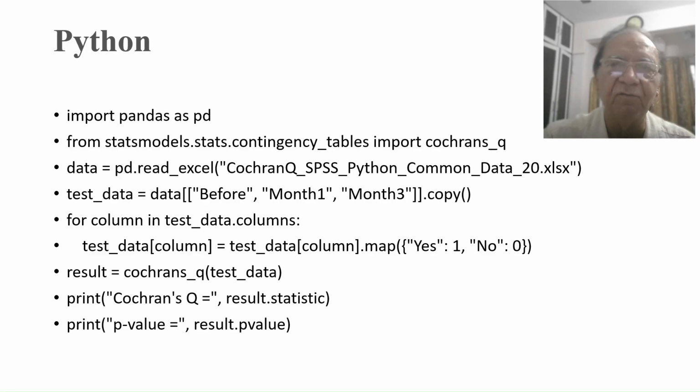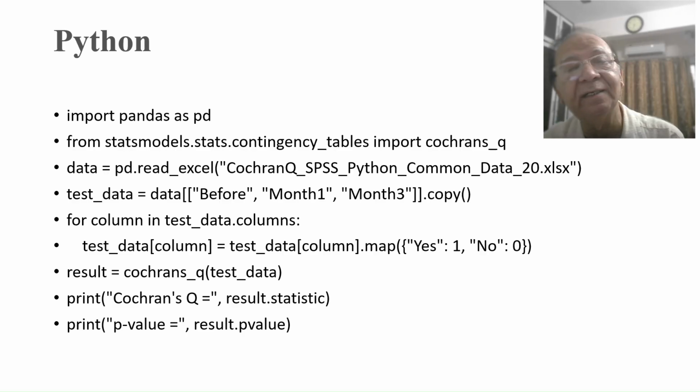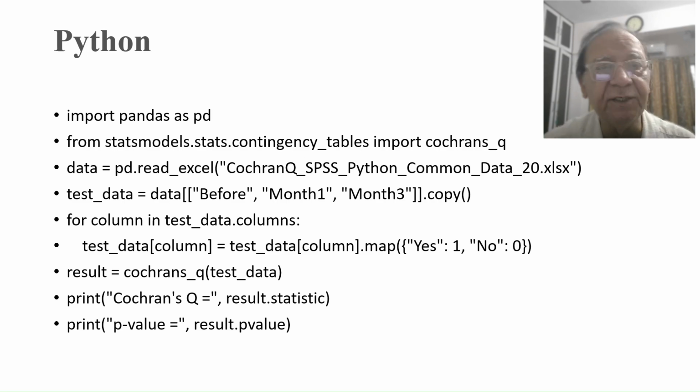And then we convert this data, yes or no, as we converted the data in SPSS also, we convert it here. We say for column in test_data.columns, test_data[column] is equal to test_data[column].map, in curly bracket, yes is to 1 and no is to 0. See, the commands may look very, very tough for you, but when you practice it, when you start using Python, nothing is difficult.